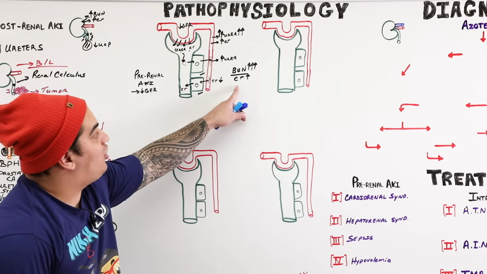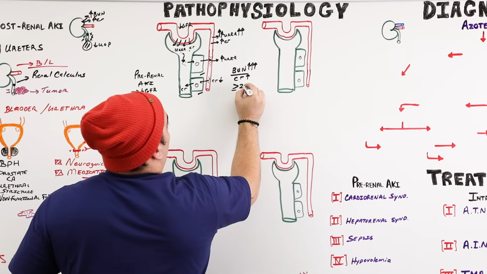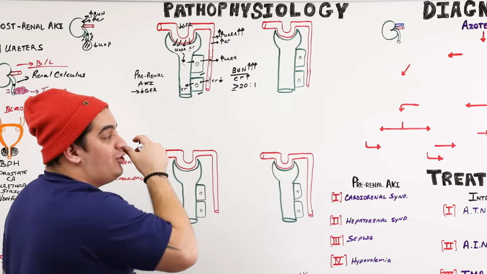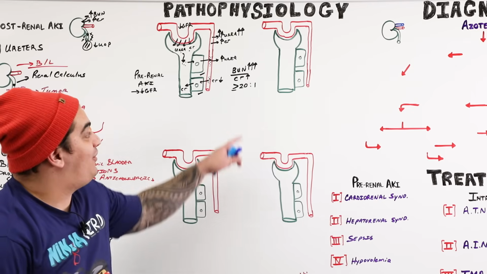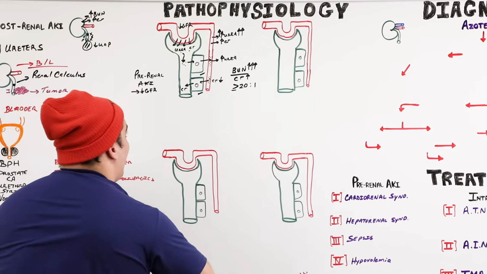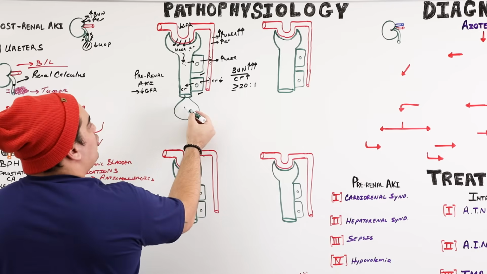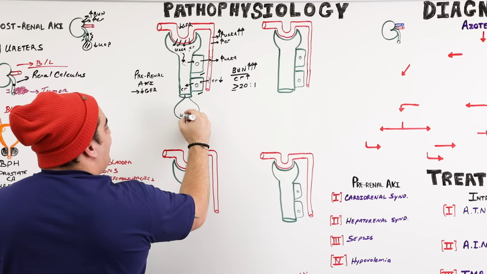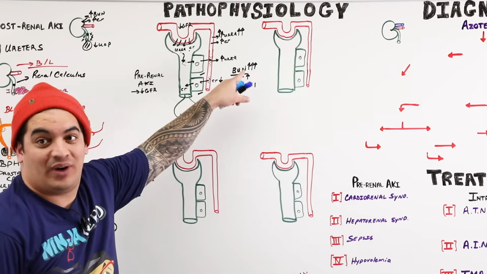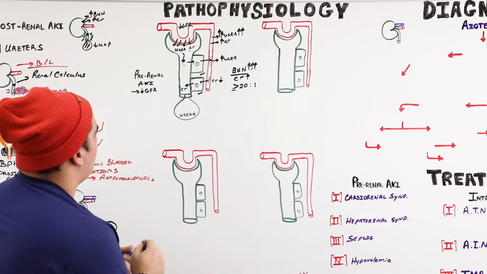So the BUN to creatinine ratio, we say is greater than or equal to 20 to 1. So 20 BUN to 1 of creatinine. Usually the ratio is greater than or equal to that for the BUN creatinine ratio. Then if you also took a look at the urine, and asked how much urea is actually in the urine, there's very little urea in the urine, because you should be absorbing the urea because you have intact kidney tubules.